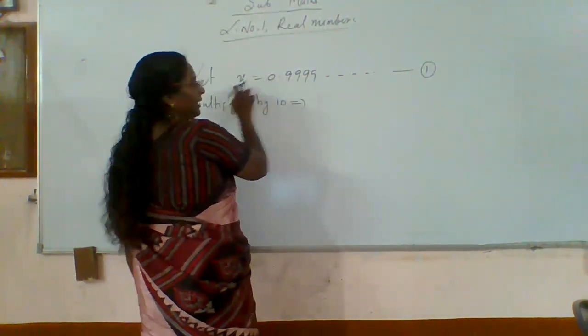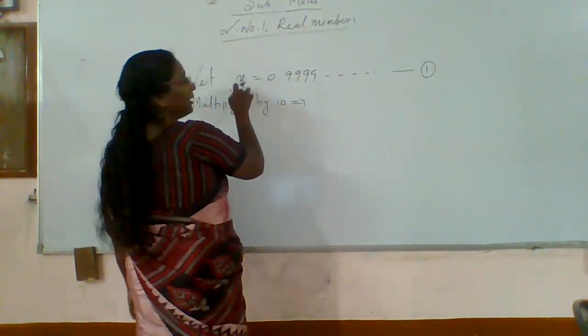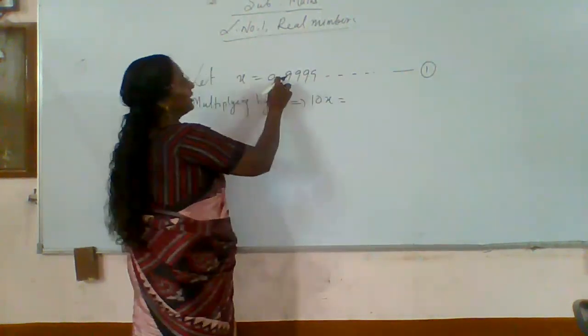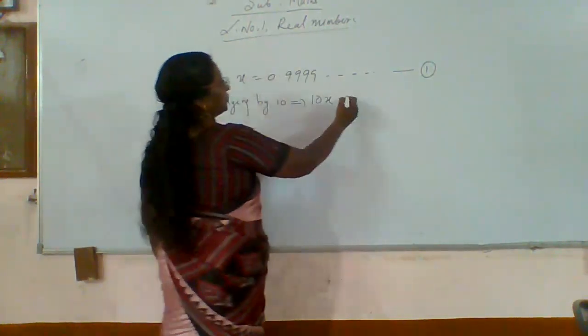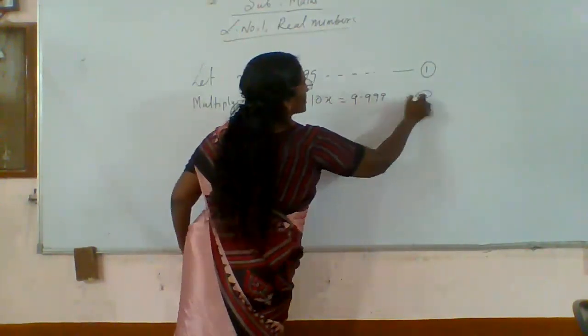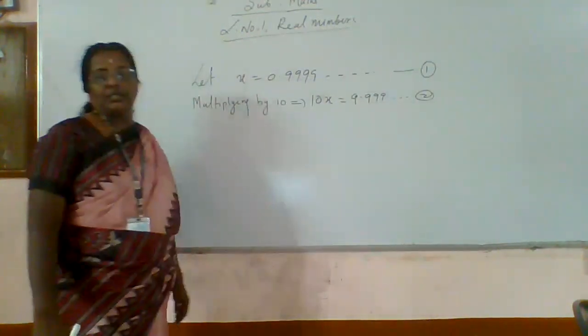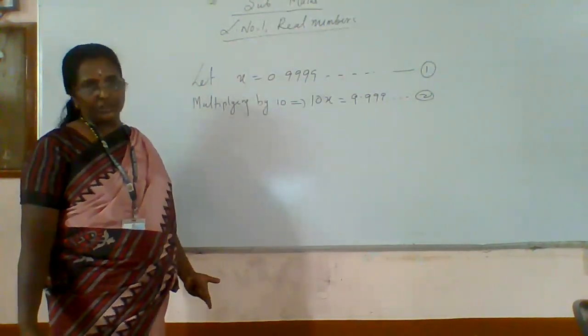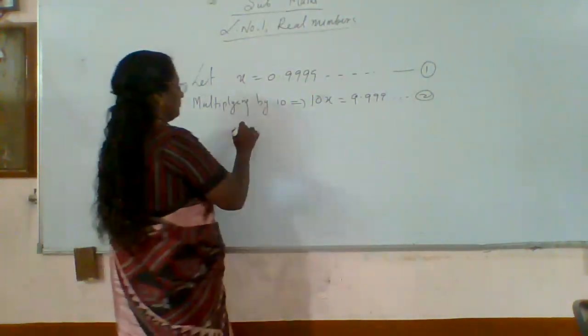Here also multiply by 10, and here also multiply by 10. Here multiplying x by 10, what will we get? 10x. And here multiplying by 10, one digit will go ahead, so 9.999, etc. Keep it as equation number 2. Okay, now what's your method? What do you do? Equation number 2 minus equation number 1.